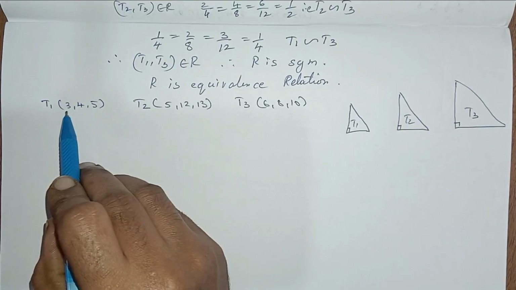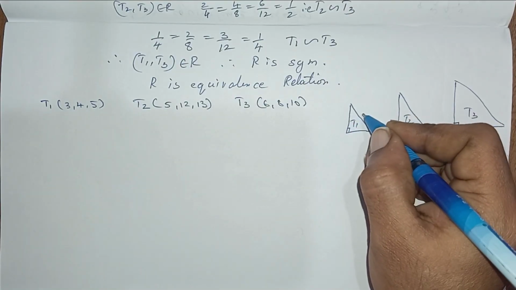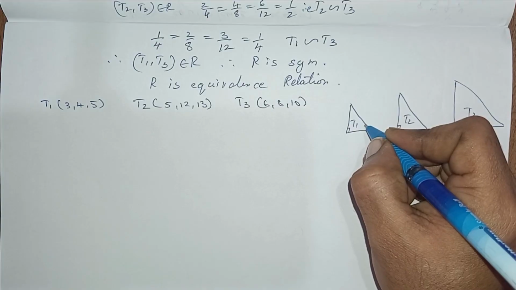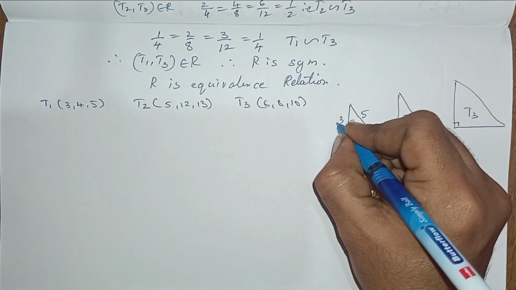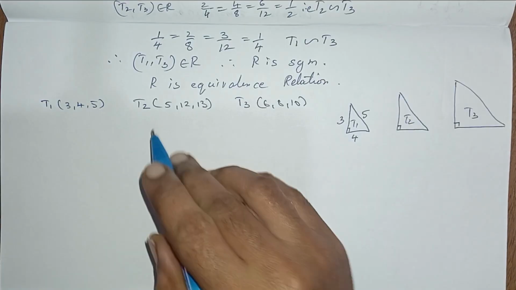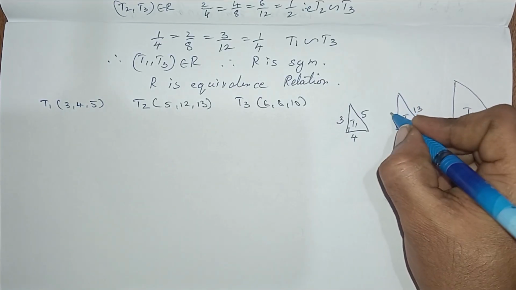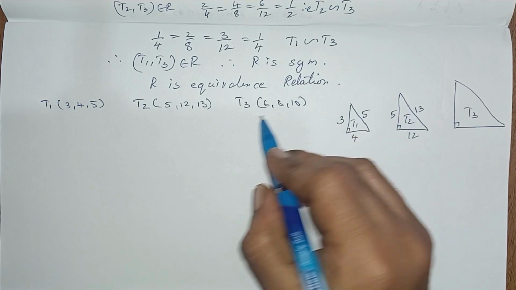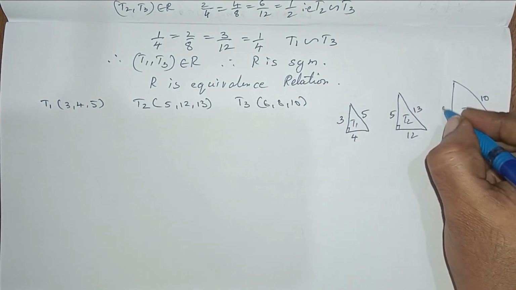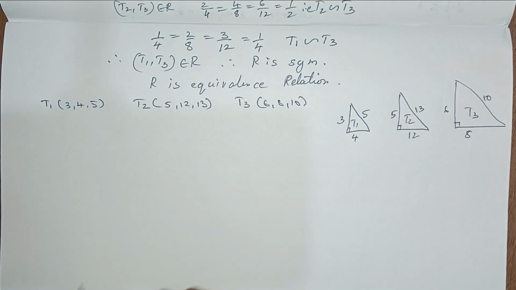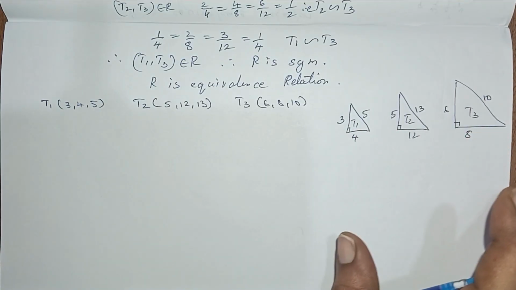So first, T1 is 3, 4 and 5. We know that in a right angle triangle the highest value will be for the hypotenuse. So if I am taking this as 5, that is 3 and 4. And for the T2 triangle, I'll take hypotenuse as 13 and this will be 5 and 12, and in the T3 triangle this will be 10, 6 and 8. So now we have to check for these sides whether they are in the ratio or not.